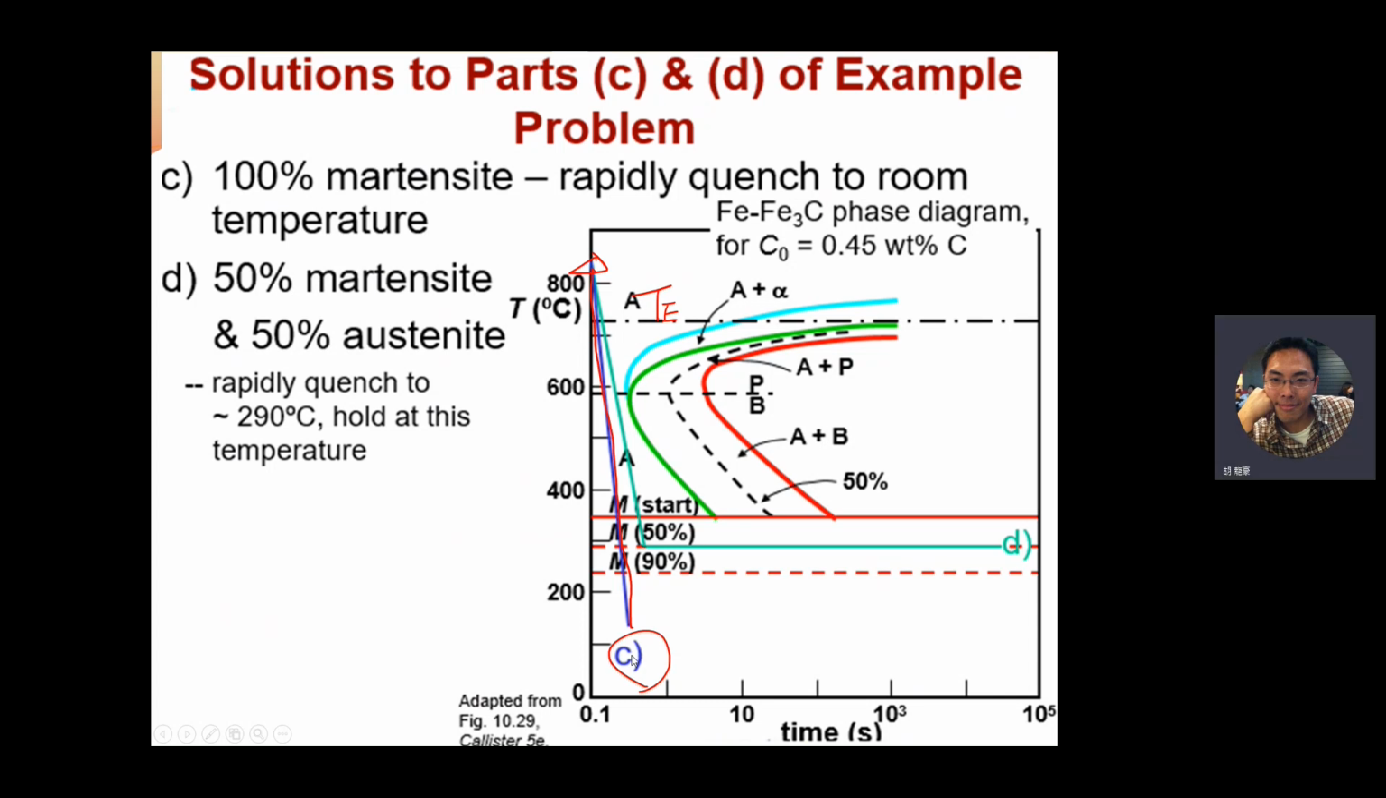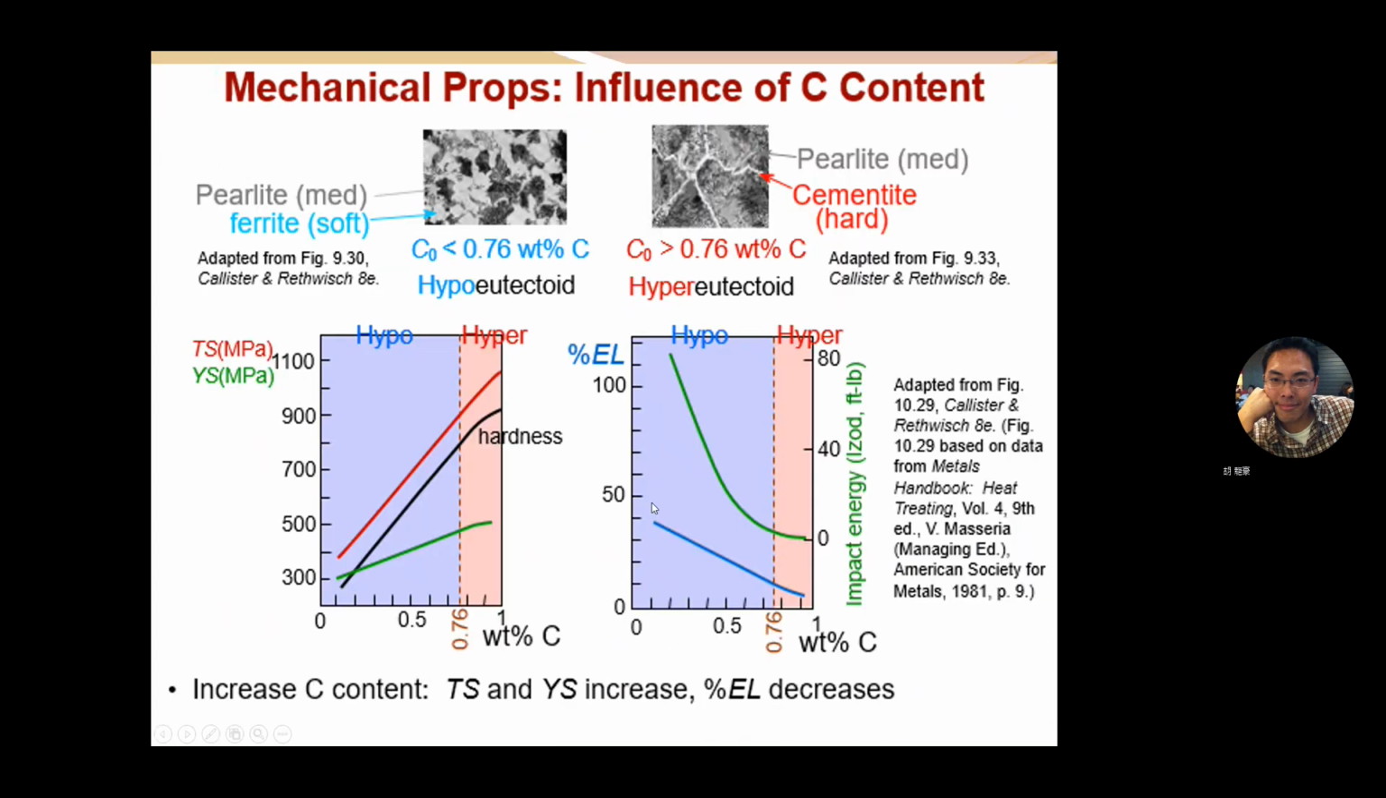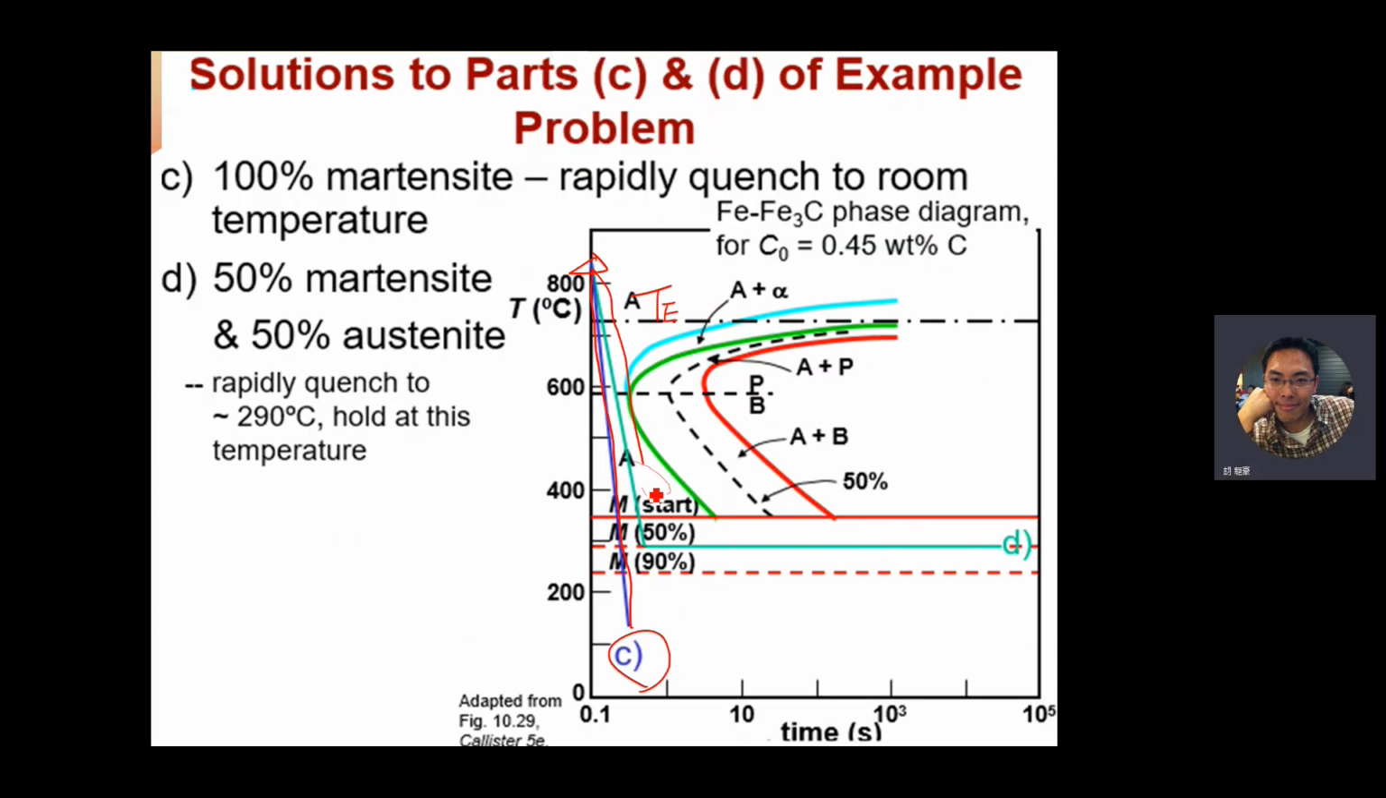Okay, 100% martensite. So as we already mentioned, if the temperature is continuous cooling in this way, what we get might be that at this point, at this moment, the austenite starts to transform to pearlite or bainite.